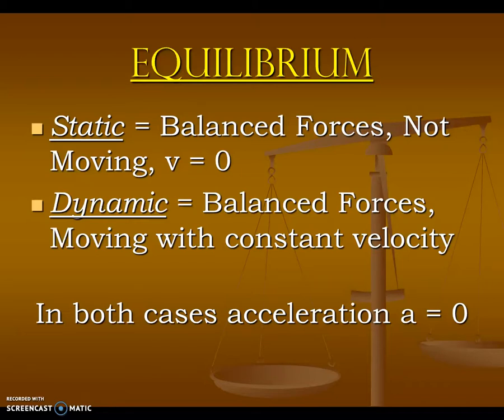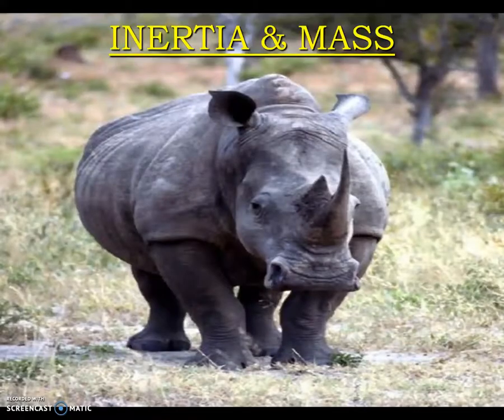Dynamic kind of trips people up a little bit because this is when an object is moving, so it's moving with a constant velocity, but all the forces are balanced. Up forces equal down forces and right equal left, and therefore the object is in motion, but it's considered to be in equilibrium, dynamic equilibrium. Right? Notice that in both of these cases, acceleration is equal to 0. So remember that forces make things accelerate, right? So the relationship between your force and your acceleration really leads us from the first law to the second law.